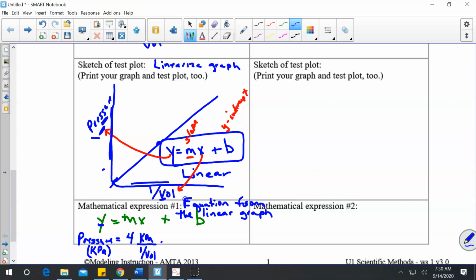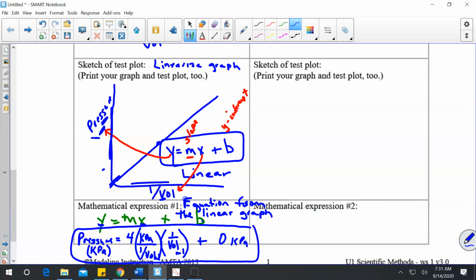Okay, times x, which is 1 over the volume. Put parentheses there, and my volumes were in milliliters. Plus the value for b. The line went through the 0 y-intercept, and that would have been 0 kPa. So this is my equation right here for my linearized graph, or sometimes they call it the test plot graph.